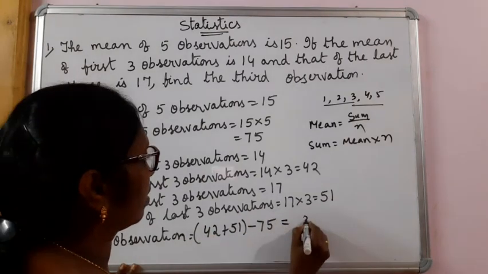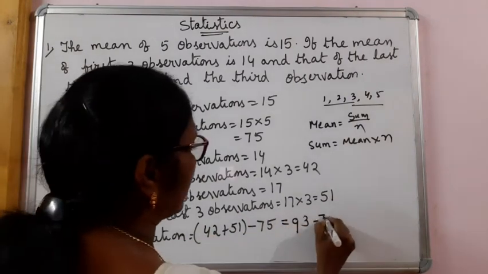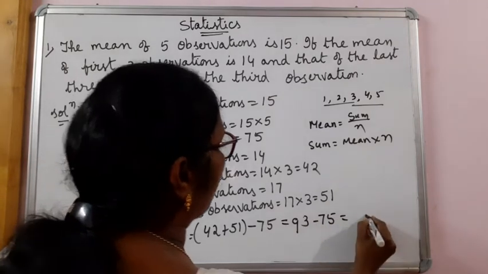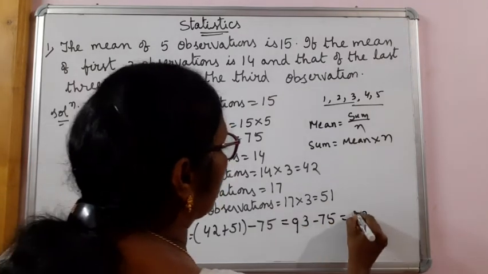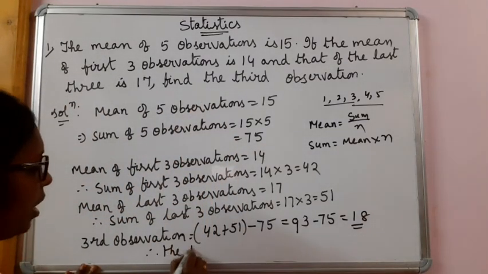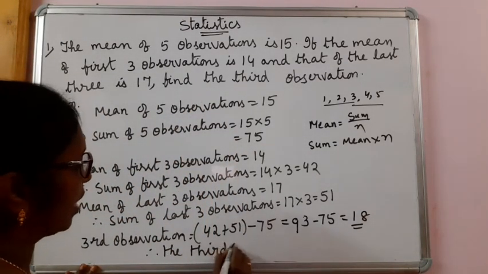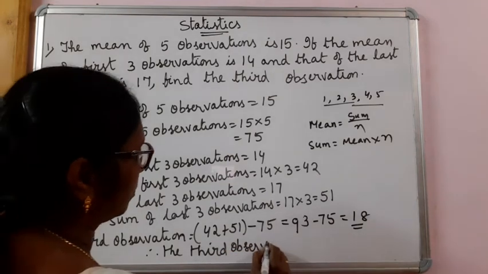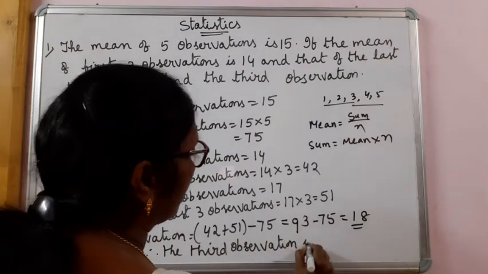42 plus 51 will get 93, minus 75. That is 18. The question is find the third observation. Therefore, the third observation is 18.